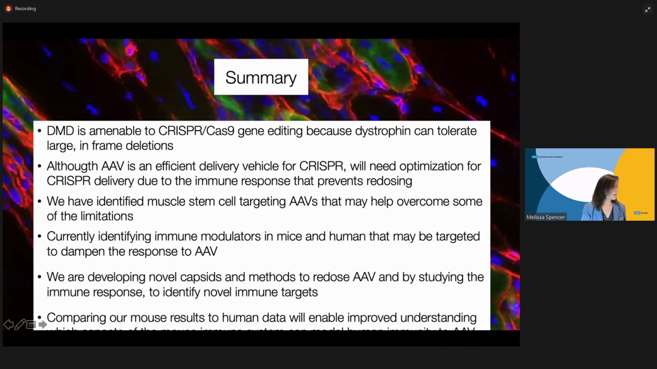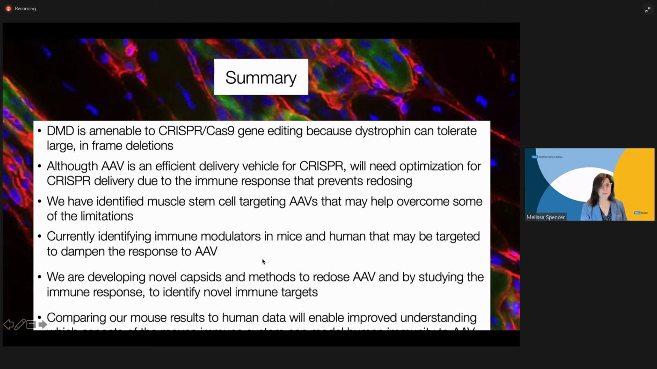So in summary, I think it's cut off, sorry. Duchenne muscular dystrophy is amenable to CRISPR-Cas9 gene editing because the gene or the protein can tolerate large in-frame deletions. And then although AAV is very efficient for delivering CRISPR, we are not where we need to be. We even need to improve baseline screening as well as other safety factors for gene replacement strategies such as AAV microdystrophin. We've identified muscle stem cell targeting AAVs that may help overcome some of the limitations.